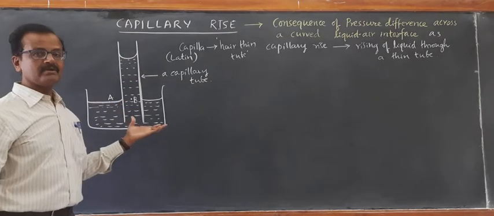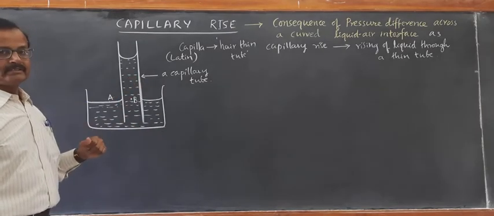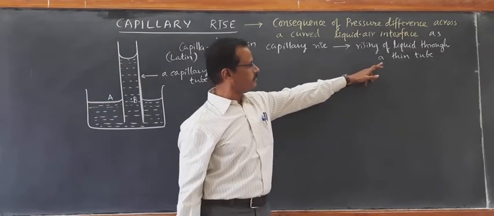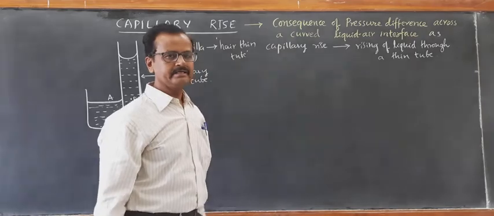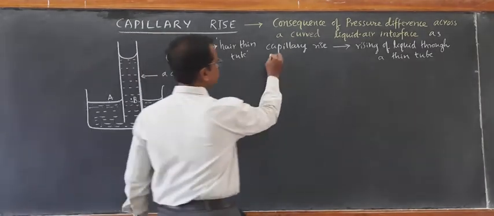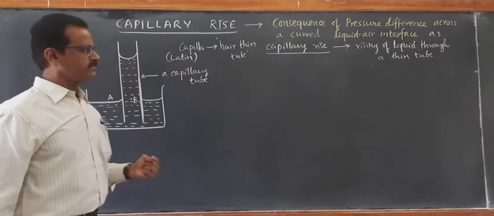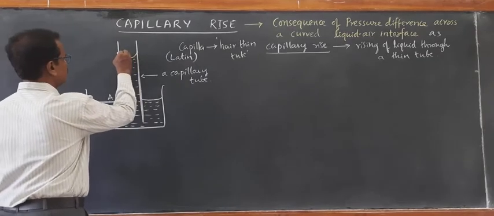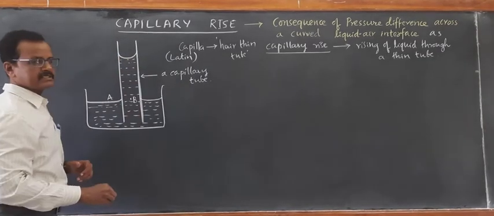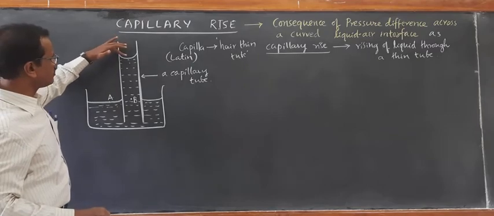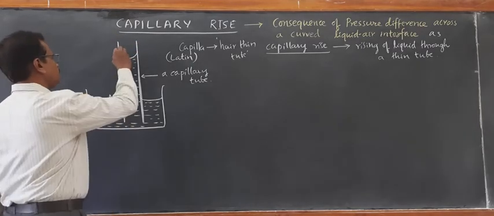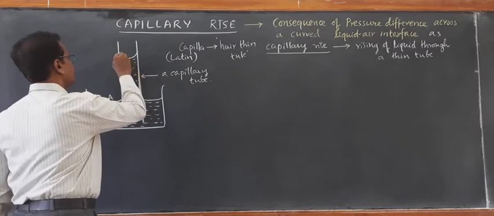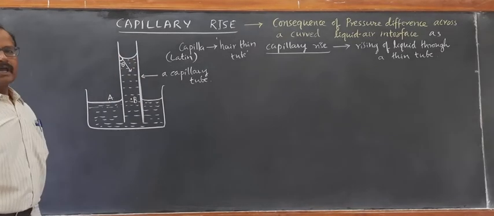How does this rise in level of water take place? Against gravity. Is it not against gravity? So this is called capillary rise. Rising of liquid through a thin tube against gravity is called capillary rise. So this capillary rise effect can be explained based on the pressure difference. Here it forms a concave surface. As we discussed earlier, it forms a concave meniscus, and the angle of contact here with the glass surface is an acute angle.